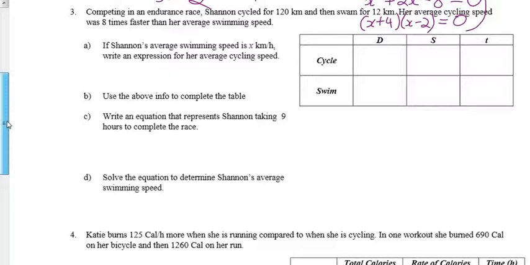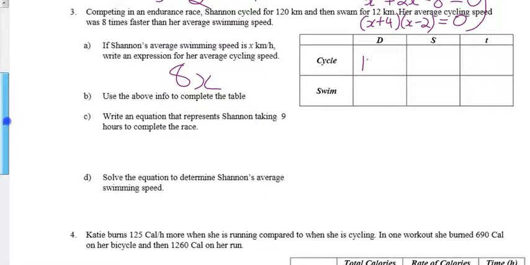Competing in an endurance race, Shannon cycled for 120 kilometers, then swam for 12. Her average cycling speed was 8 times faster than her average swimming speed. If Shannon's average swimming speed is x, write an expression for her average cycling speed. So she swam at x, how fast did she cycle? 8 times faster, so 8x. We're going to use this info.